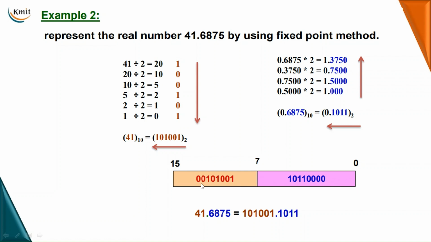For the integer part you have to add zeros on the MSB side, whereas for the fractional part you have to add zeros on the LSB side. So this is how you convert a real number into the fixed point representation method.